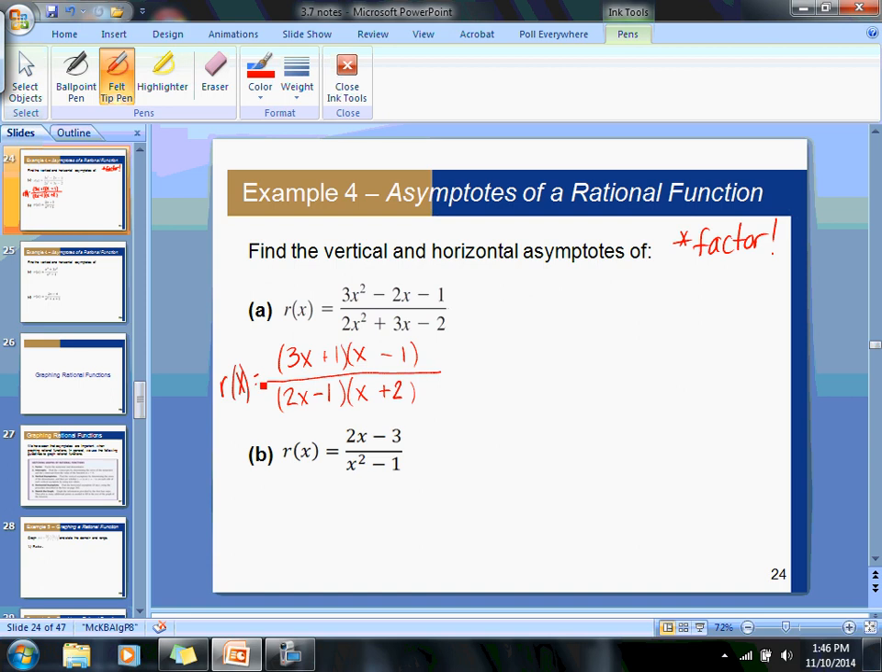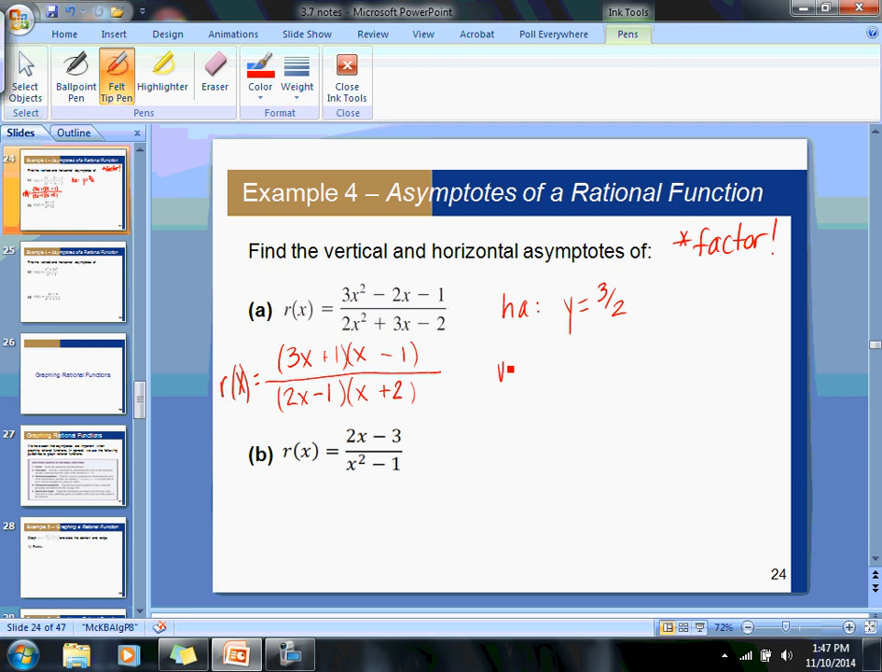So now that I have r of x factored, it's just an equivalent way to write the original rational function. And what this does is that it helps me find my horizontal and my vertical asymptotes. Okay? Horizontal asymptotes, the degree of the numerator and the degree of the denominator are the same. I have an x squared and an x squared. So when they're the same, I'm going to use the ratio of my lead coefficients. And that's easiest to see with the way the problem was originally written. So my horizontal asymptote is y equals the ratio of the lead coefficients, 3/2. Don't reduce it, just leave it 3/2.